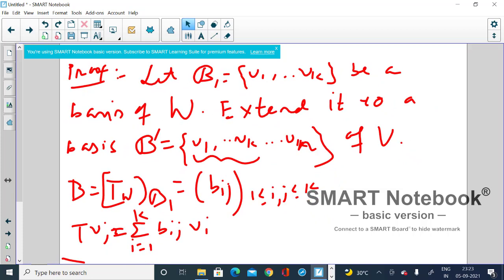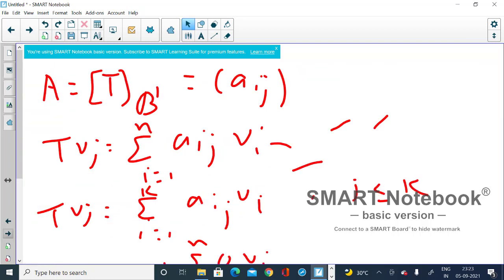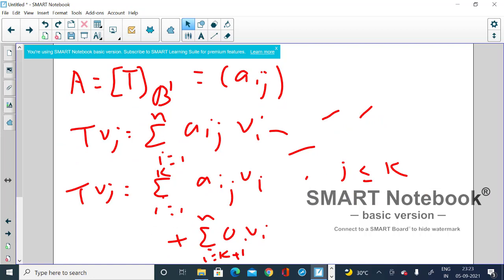Okay, so you know that the values of the vj's will be unique. So the b_ij's are linked to the a_ij's also. So this is nothing but the a_ij's whenever j is less than or equal to k, and the other thing is 0. So what does that mean?